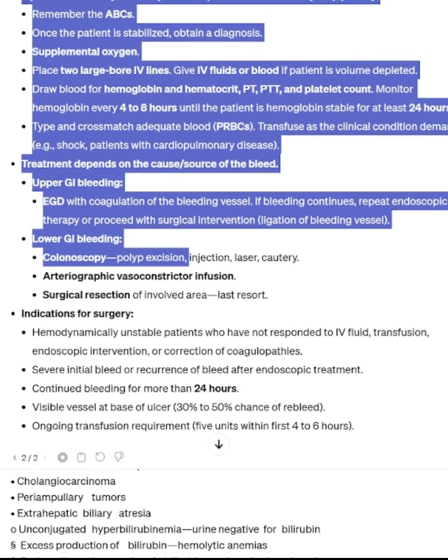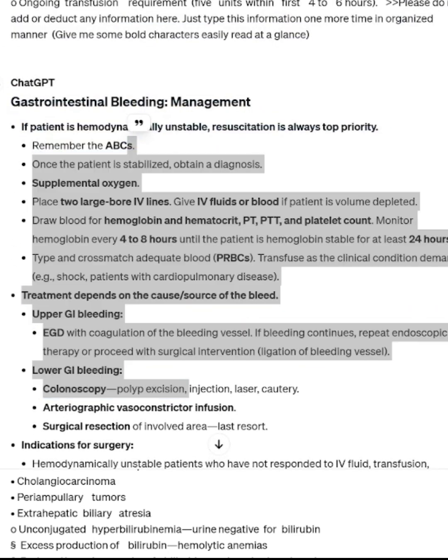Gastrointestinal management. If the patient is hemodynamically unstable, resuscitation is always the top priority. Remember the ABCs. Once the patient is stabilized, obtain a diagnosis. Supplemental oxygen. Place 2 large-bore IV lines. Give IV fluids or blood if the patient is volume depleted.